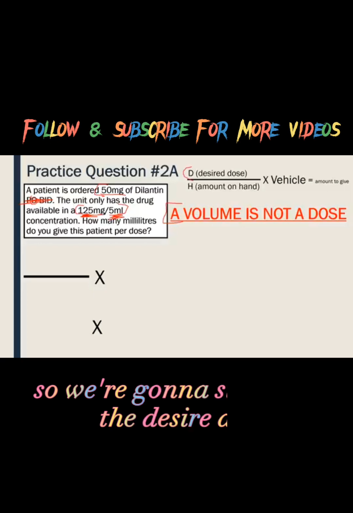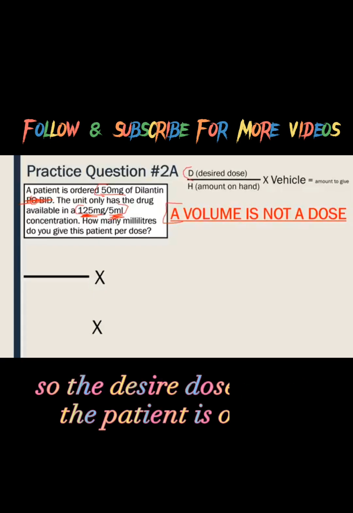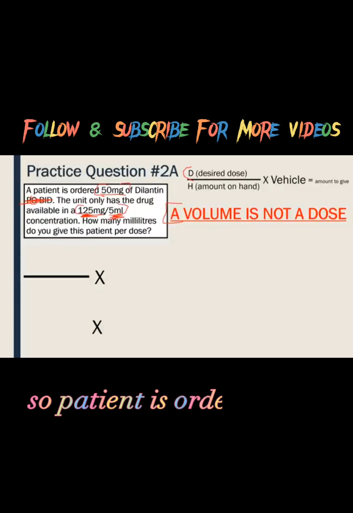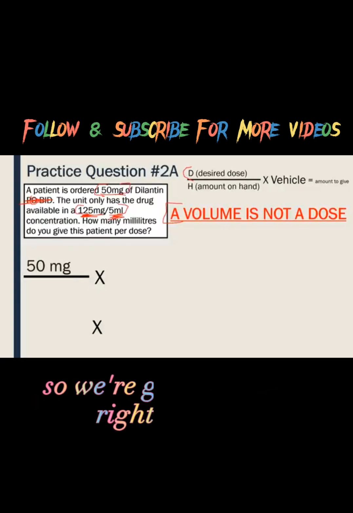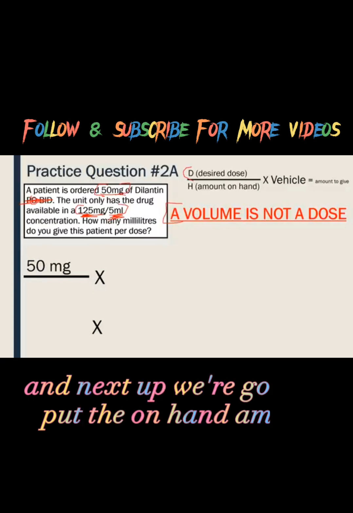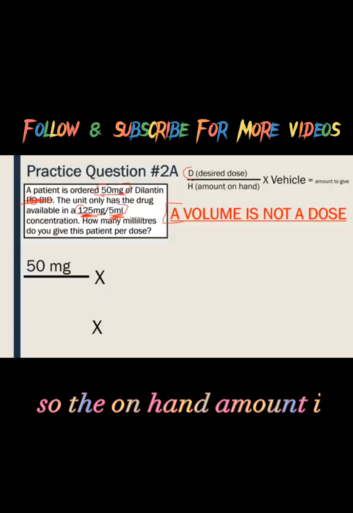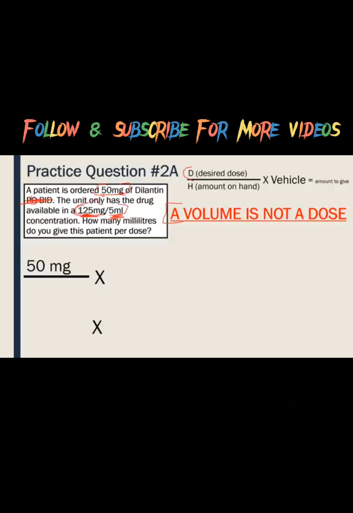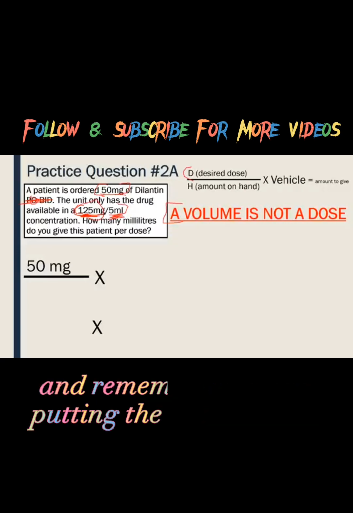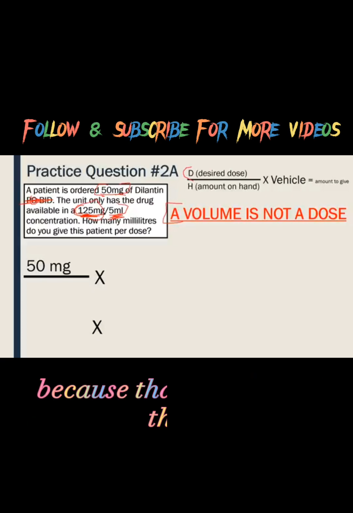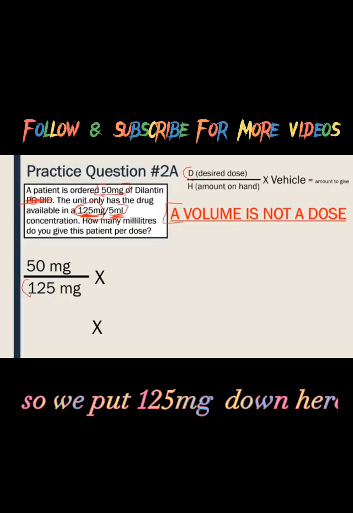So we're going to start with the desired dose. The desired dose is what the patient has ordered. So the patient is ordered 50 milligrams, and we're going to put that right at the top. And next up, we're going to put the on-hand amount. The on-hand amount is this part right here. 125 milligrams is what you have on hand. And remember, we're not putting the milliliters here because that's not a dose. That is a volume. So we put 125 milligrams down here.